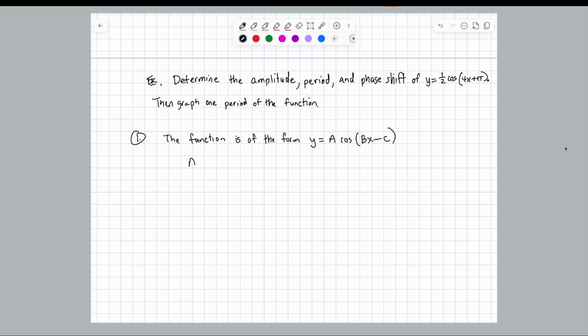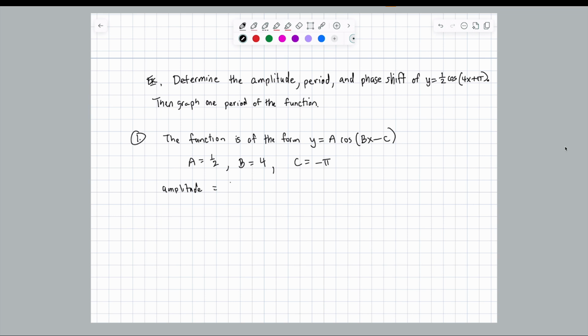So where a in this case is equal to 1/2, b is equal to 4, and c is equal to negative pi. It's going to be opposite of the sign you see there. So we had a plus pi, so it's going to be opposite in that case, so negative pi. All right, so that helps us find the amplitude, the period, and phase shift.